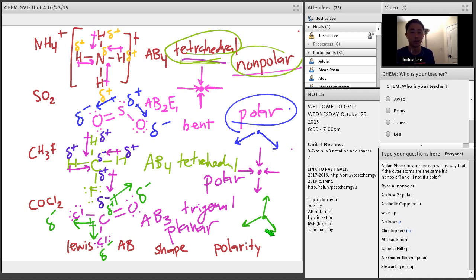Yeah, so this one would be non-polar for us, because all the arrows are pointing out, so they're all pulling on that ball, so it's not going to change. So that's how you really do polarity problems.